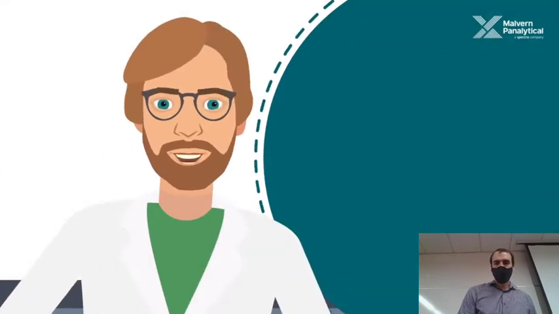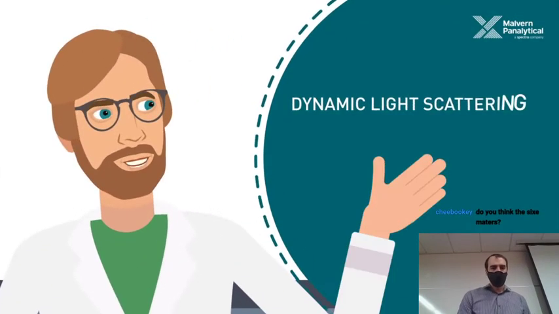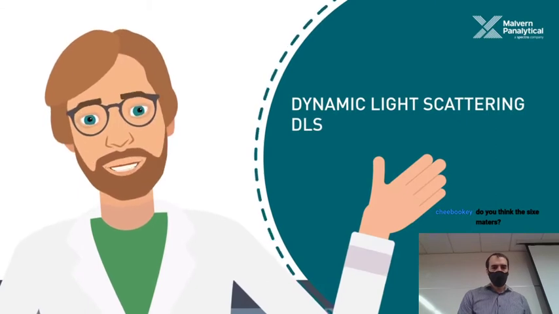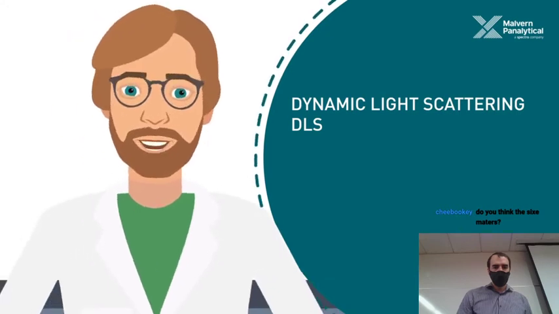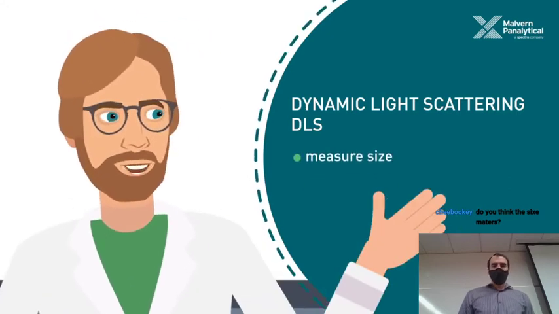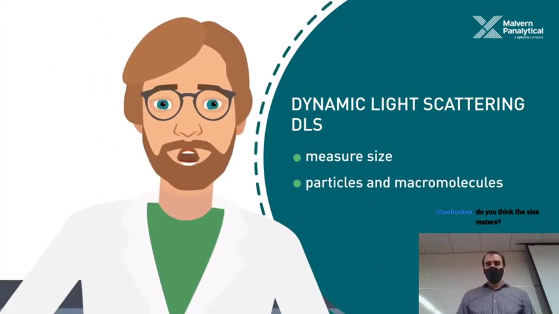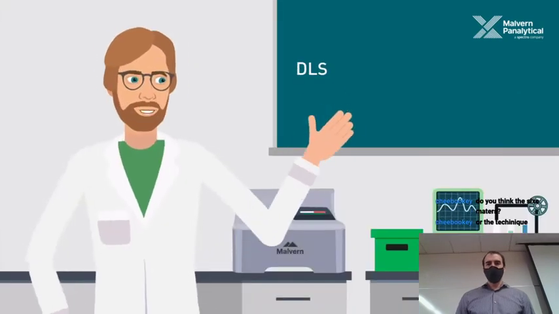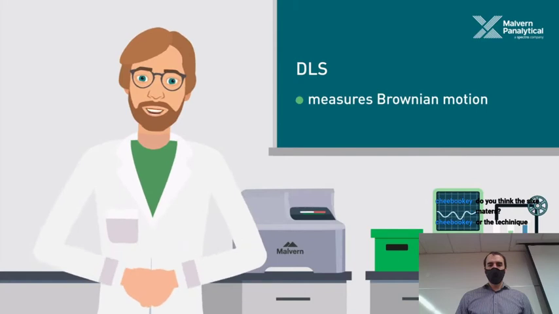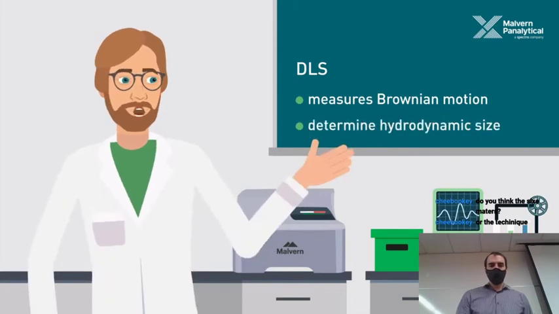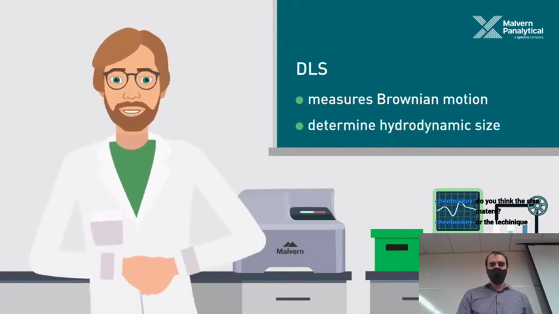This video will explain the technique of dynamic light scattering, or DLS for short. I'll show you the basics of how DLS works, and how you can use it to measure the size of your particles and macromolecules. DLS measures the Brownian motion of particles in a dispersion and uses this information to determine their hydrodynamic size. I'll explain this term shortly.